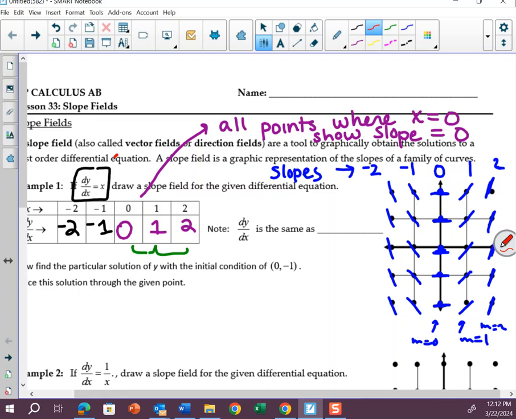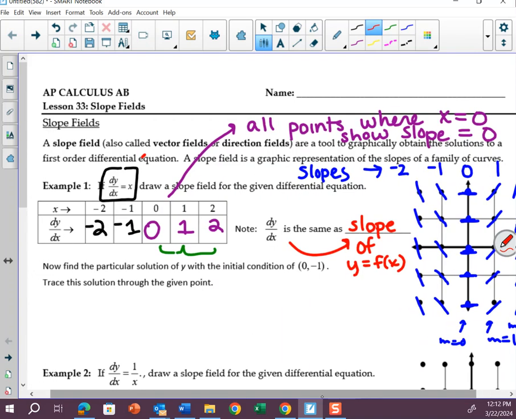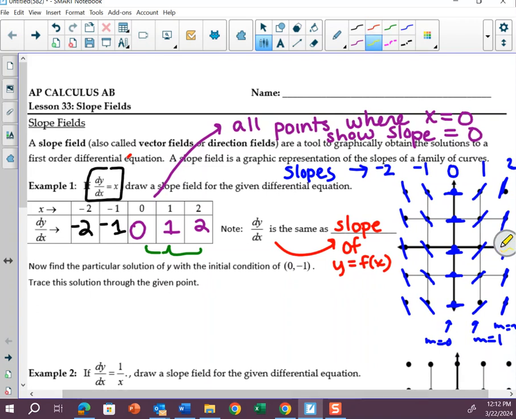Now, if they say dy dx is the same as the slope of the y equals f of x function. Okay. If they tell us to sketch a specific solution or a particular solution, in this case, it says a particular solution through 0, -1. I am going to go to the point 0, -1, right there.